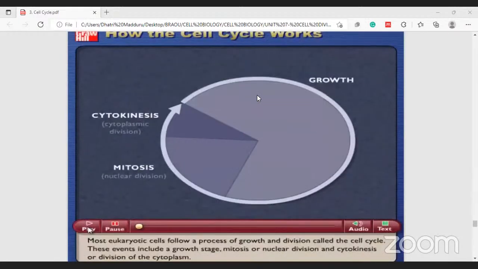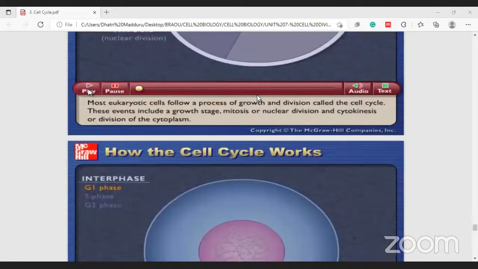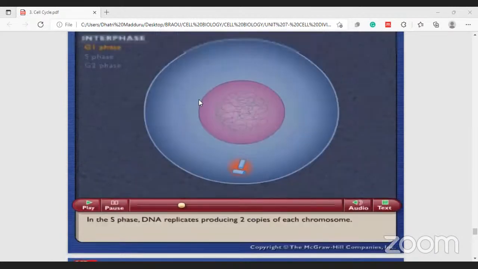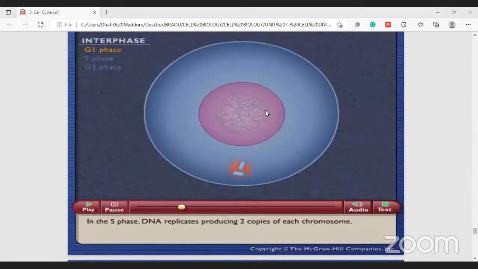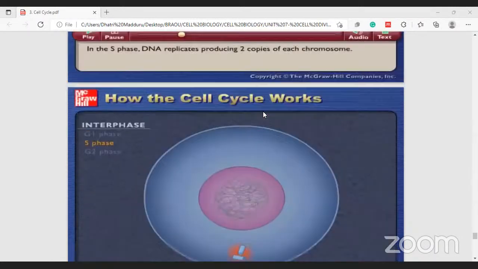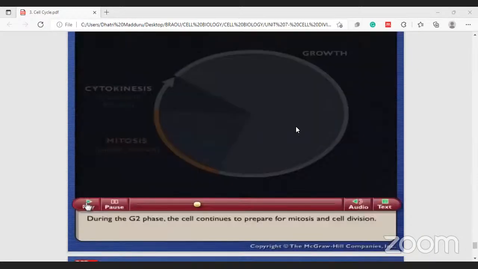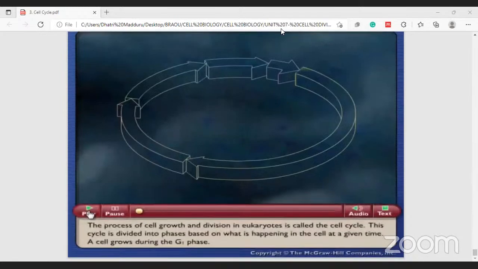So the same thing again, this is the G1 phase, where you can see the chromatin is dispersed. Then in S phase, this will get replicated. Then mitosis takes place. So in the next class, we can discuss different stages of mitosis and also cell signaling.